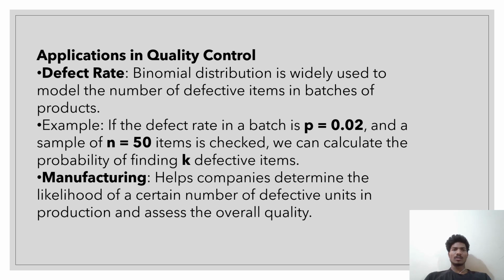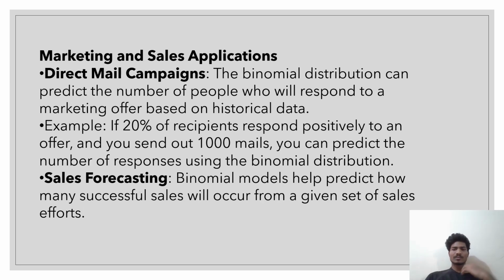Applications in quality control. Defective rate. Binomial distribution is widely used to model the number of defective items in batches of a product. Example: if the defective rate in a batch is P equal to 0.2 and a sample of n equal to 50 items is checked, we can calculate the probability of finding k defective items. In manufacturing, it helps companies determine the likelihood of a certain number of defective units in production and assess overall quality.